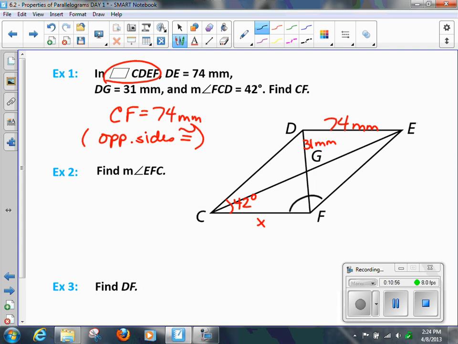EFC. Find it. How are we going to find that angle measure? EFC, what is it? What three numbers? 32, 31 and 74 don't even have to do with angle measures. They're side measures. Amber, what do you think? Subtract 42 from 180. Why? Consecutive angles are equal to 180 degrees. What is 180 minus 42? 138.